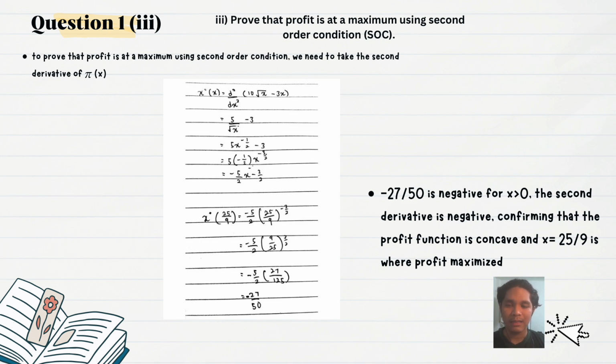The second derivative at x equals 25 divided by 9 is negative 5 over 2 times 27 over 125. This simplifies to negative 135 over 250. Further simplification gives negative 27 over 50. Negative 27 over 50 is less than 0. This confirms that the profit is at maximum at this point.